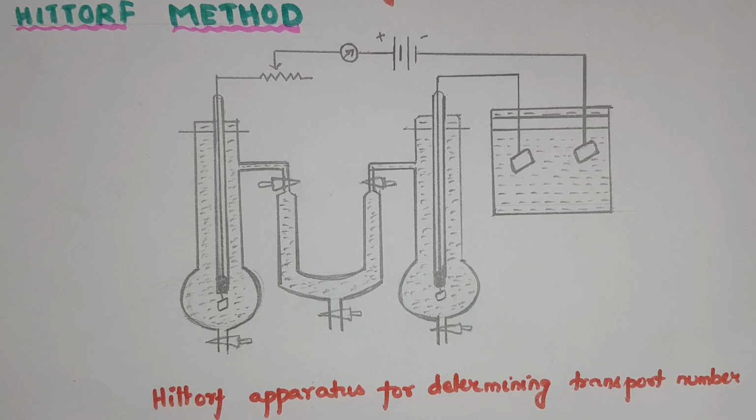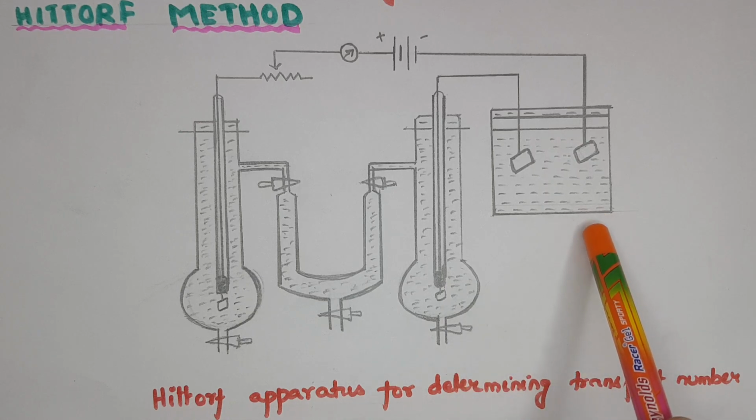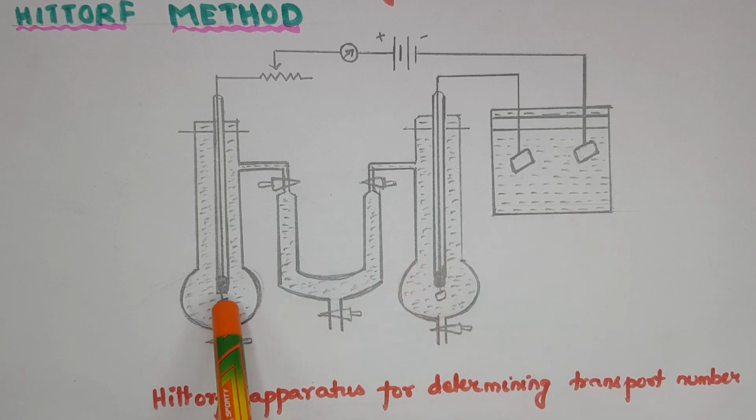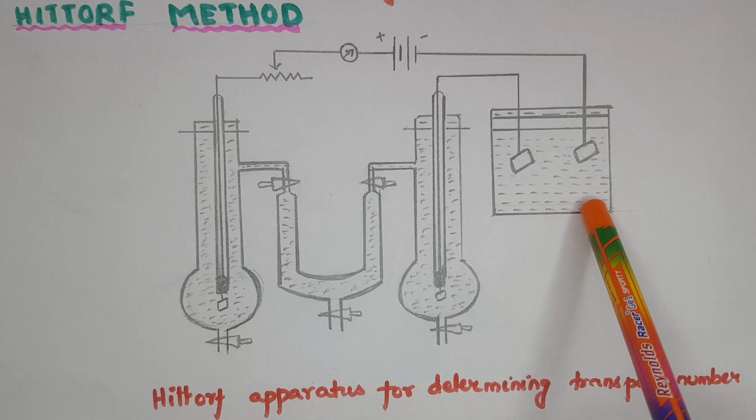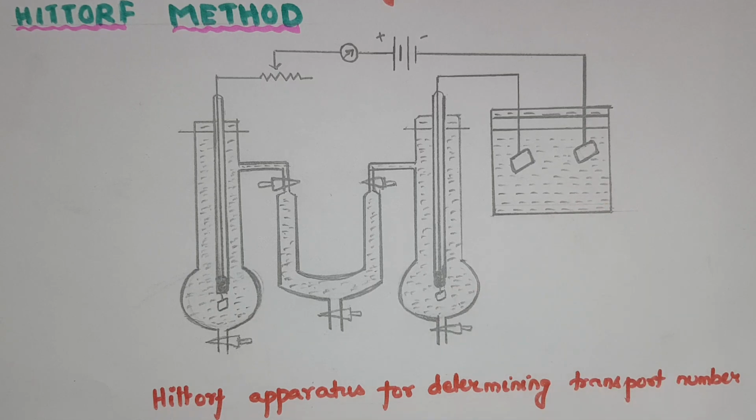Once after electrolysis, the solution from the anodic or cathodic compartments is collected into a conical flask. How is it collected? You can see here, from here you can collect the solution after electrolysis and the concentration is determined. Now the change in concentration in the coulometer is also determined. From here or from here, the solution is collected after electrolysis and concentration is determined. From here also the solution is collected and the change in concentration is determined.